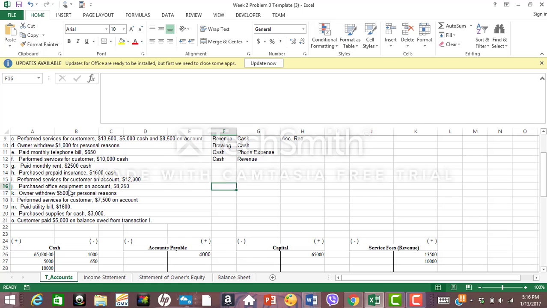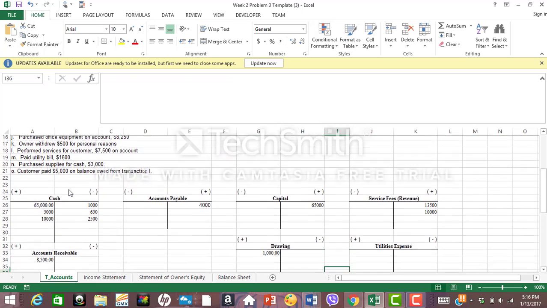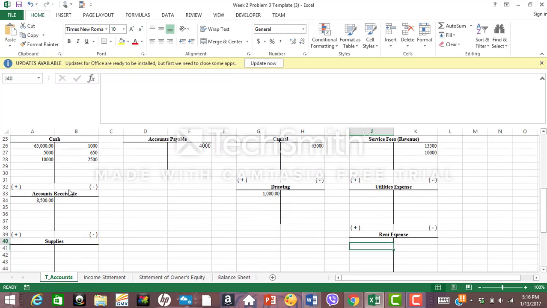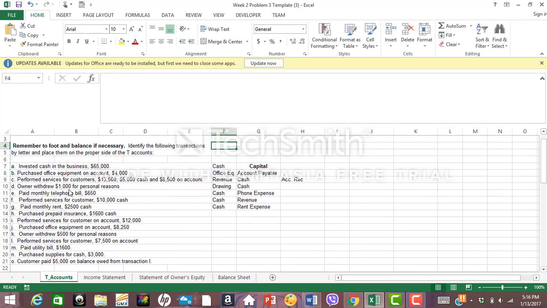The next transaction is paid monthly rent for $2,500 cash. So that would be cash is getting affected and rent expense is getting affected, and that would be for $2,500. So then we credit $2,500 under cash, and then we look for rent expense. We debit $2,500 in rent expense. So we know our debits are equal to our credits.